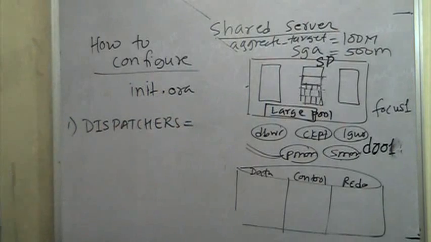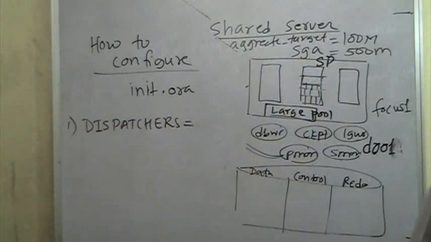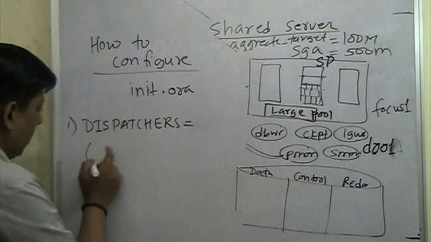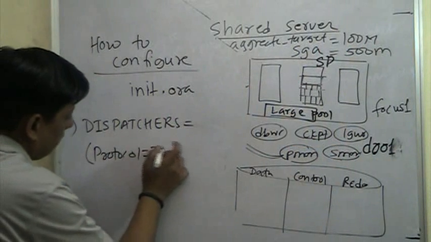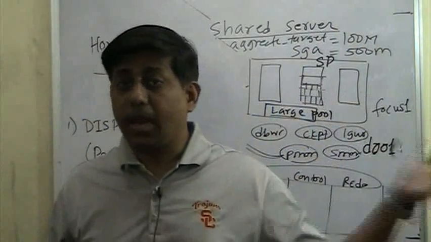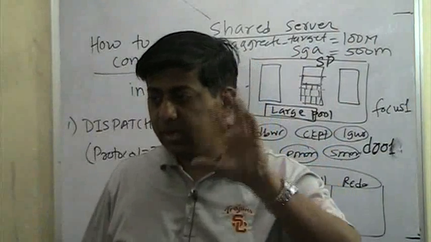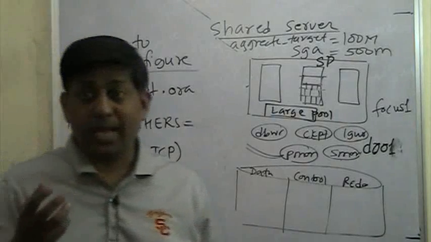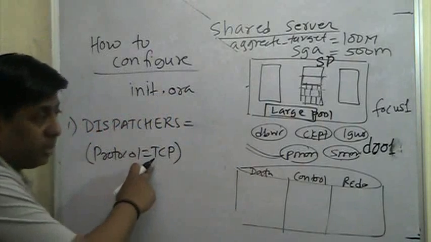Dispatchers, and this is where you specify how many dispatchers you're going to start. So if you decide to start 2 dispatchers, then you have to specify this equal to, and protocol is equal to TCP. The dispatcher is the one who is communicating with the actual client. He is like the waiter in our restaurant example. So he is the one who is actually going to talk a specific language or a protocol. So he should speak a TCP/IP language.